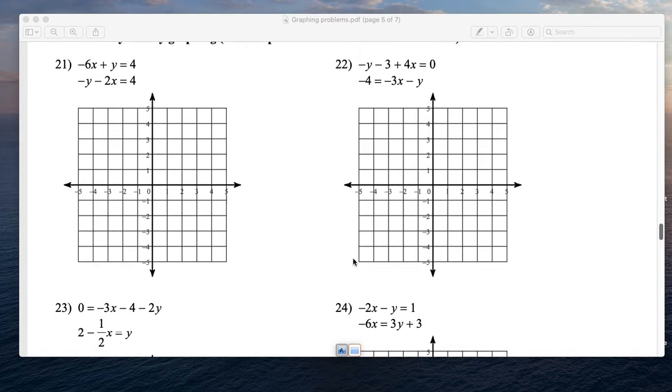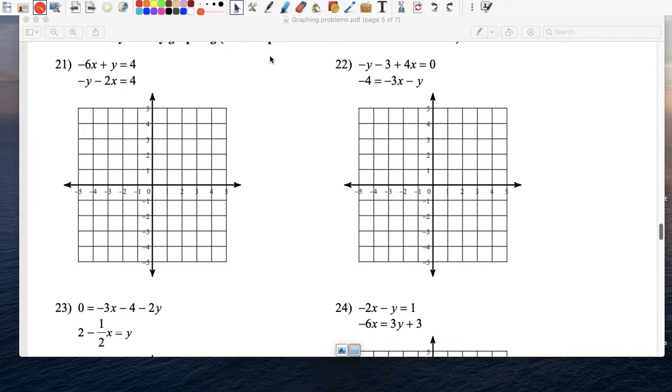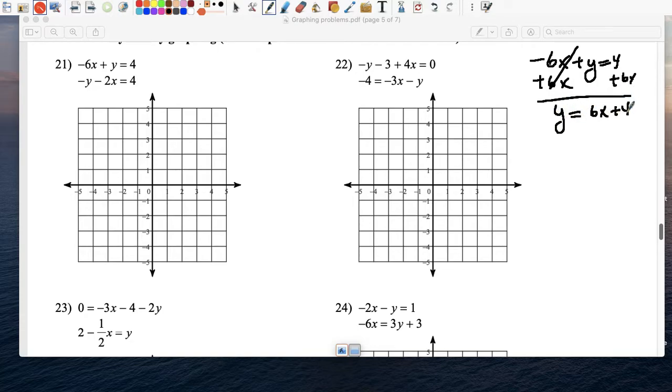All right, ugh, yuck. So we have to rearrange both equations. So let me pull out the first one, negative 6x plus y equals 4. Actually, that's not that bad. So plus 6x on both sides gets rid of this, and my equation is y equals 6x plus 4. So that's the first one. I'm going to write over here, y equals 6x plus 4.